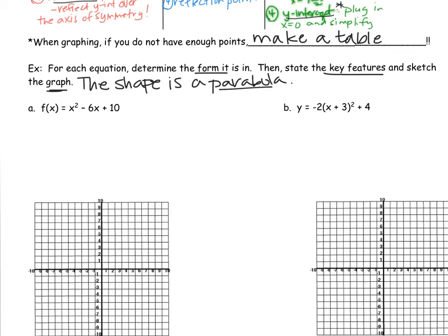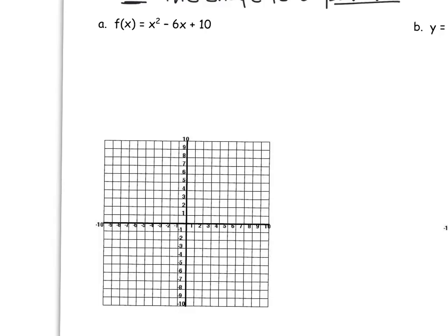Let's try example A. f(x) equals x squared minus 6x plus 10. Based on the form that it's in, that models standard form. So that's the first thing we'll say. We are in standard form. Once you know the form you're in, follow the rules in the chart up above to determine those key features. The first thing we'll look at is the vertex.